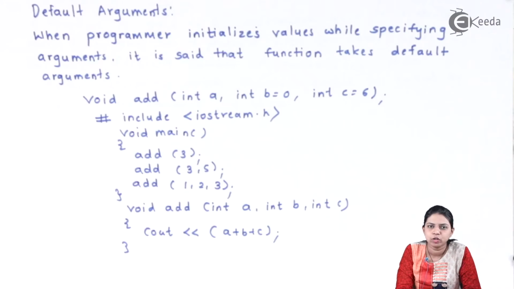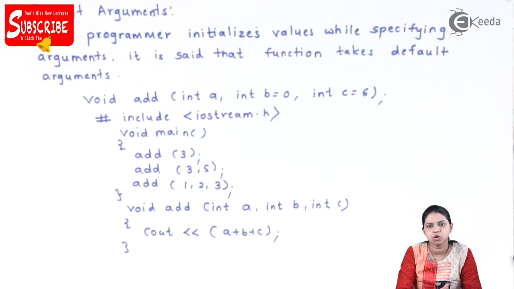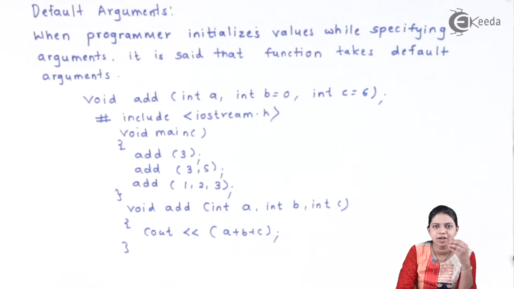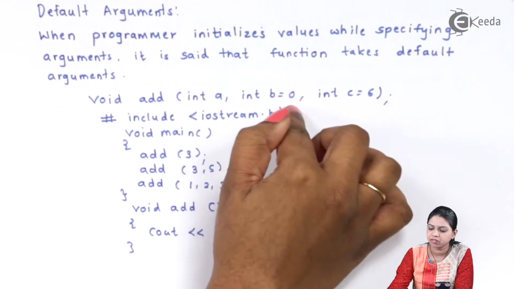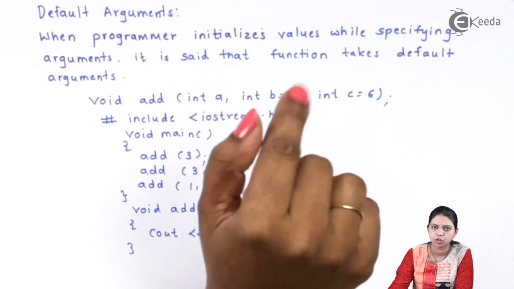Before going to function overloading, first we will discuss a small topic called default argument. Now what are default arguments? Default argument means, when the values of arguments are already initialized while defining the function, then we call it a default argument. For example, in this case, while declaring the function itself, I have initialized the values of the arguments also.